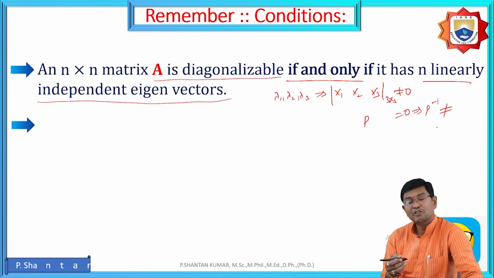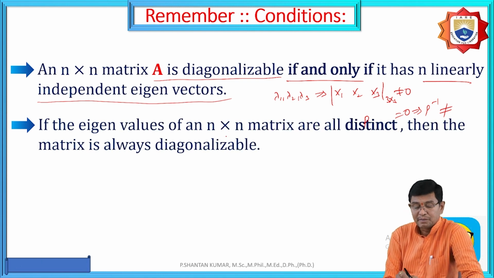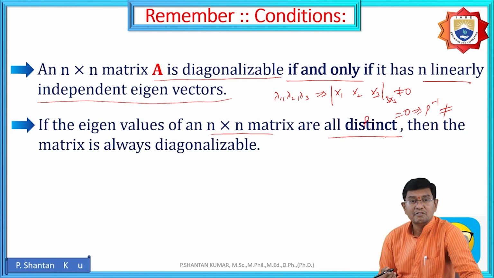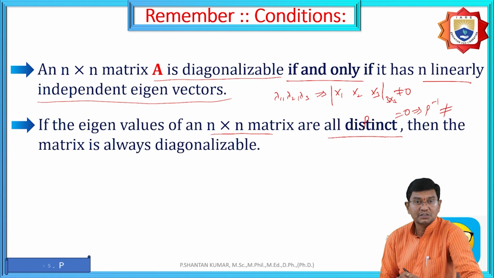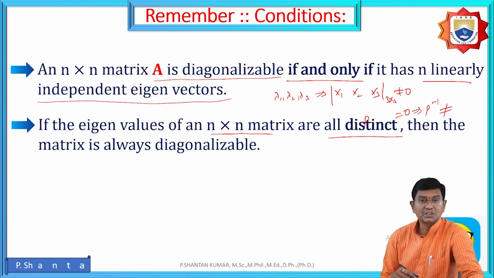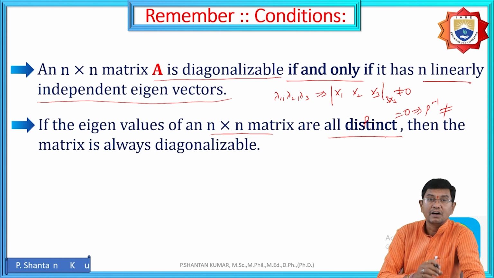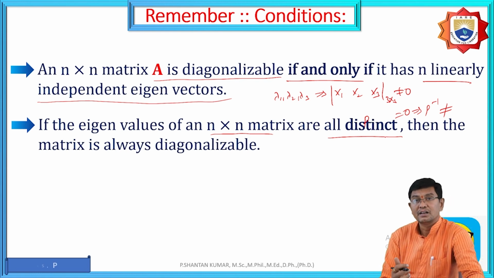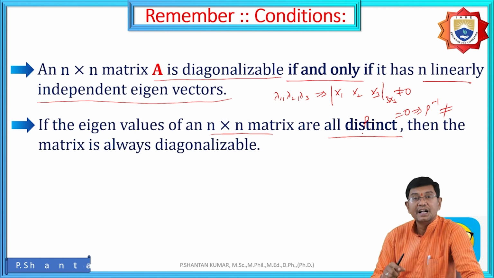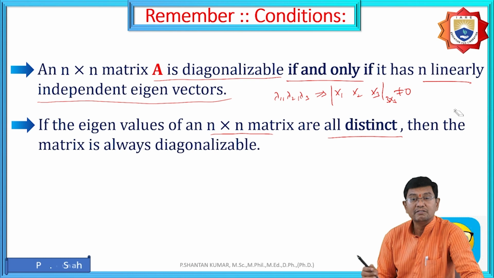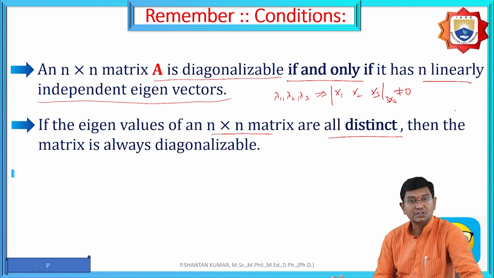And what is the second one? If the eigenvalues of an n by n matrix are all distinct. In other terminology, whenever the eigenvalues are different, that means the values we get after solving the characteristic equation, called eigenvalues, are different. Different is nothing but distinct. Whenever the eigenvalues are distinct, then automatically the matrix is diagonalizable.